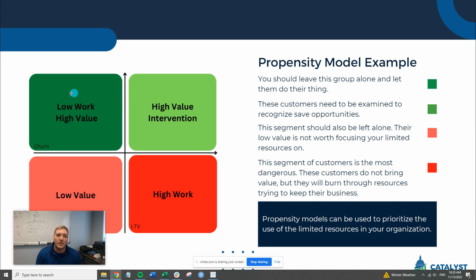So what I did here is I just named these 4 segments. So our top right is our high value intervention. Top left is low work, high value, low value, and high work customers. So what this segmentation can lead you to do is look at these segments and think through them. So this group right here, this low work, high value group, we don't want to touch them because they're not likely to churn. So they're going to keep spending money within the relationship with your organization.